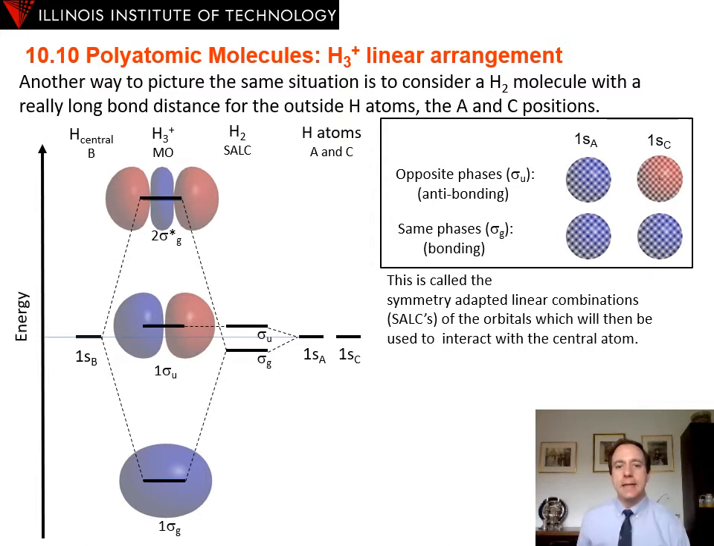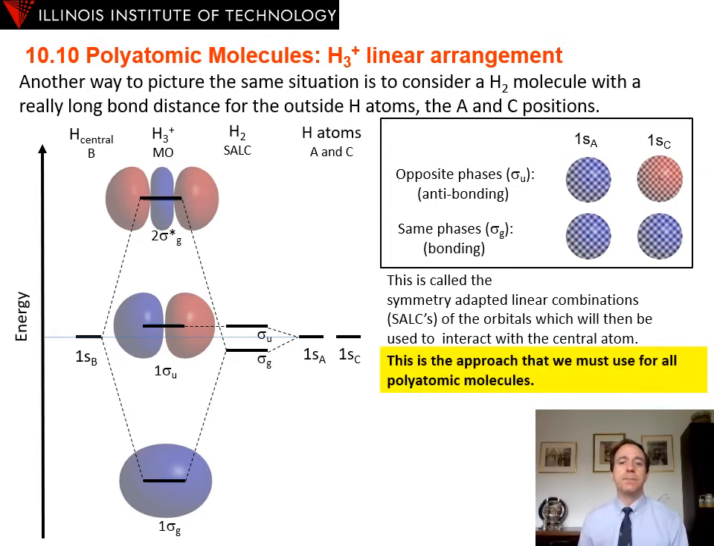Okay, so that is how we apply our Salk and get this schematic of the energy levels of all 3 of these. And in the schematic, we can see that that 1 sigma u is slightly higher in energy than the regular hydrogen atoms are.